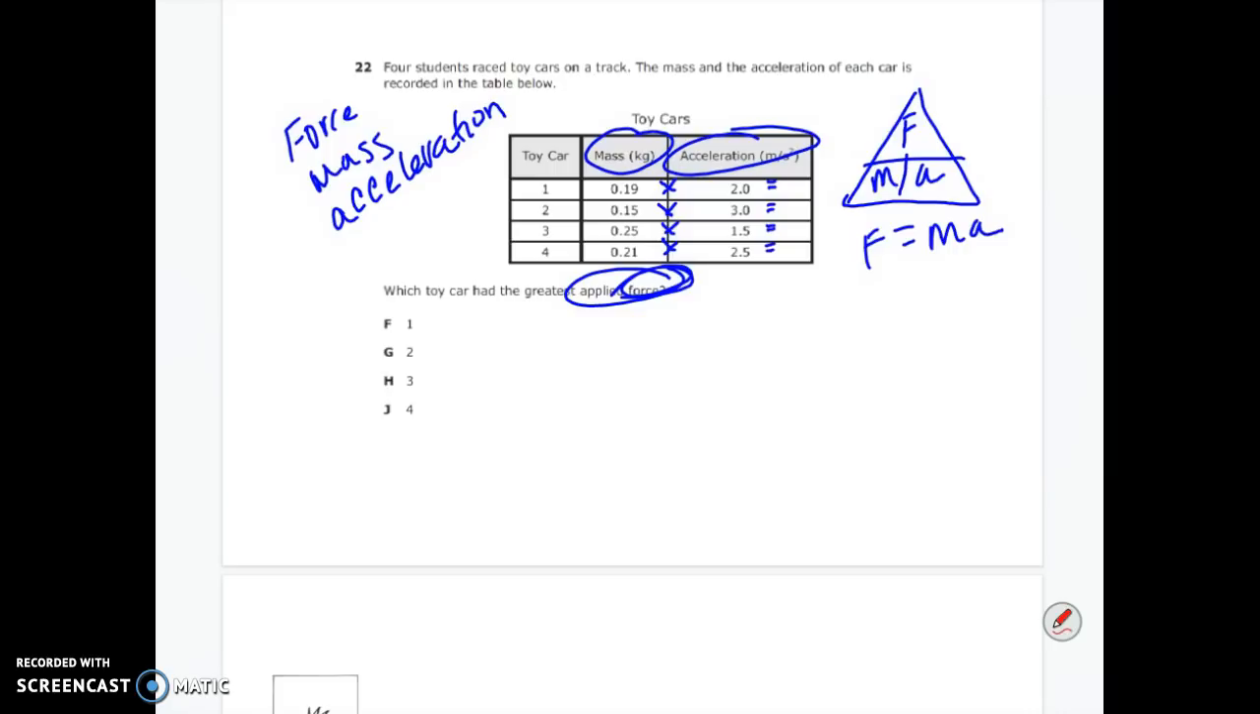The first one, 0.19 times 2 gives us 0.38, and force is measured in newtons. The second one, 0.15 times 3 gives us 0.45 newtons. The third one is 0.25 times 1.5, which is 0.375 newtons. And the last one, 0.21 times 2.5 is 0.525 newtons. Of course, the biggest one is that last one, 0.525 is bigger than the rest of them. So 4 is going to be our answer.